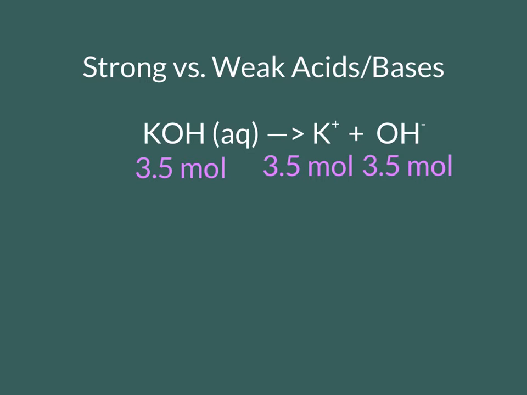That's correct. If we have 3.5 moles of potassium hydroxide, because it's a strong base and dissociates completely, after dissociation we're going to have 3.5 moles of potassium ions and 3.5 moles of hydroxide ions.